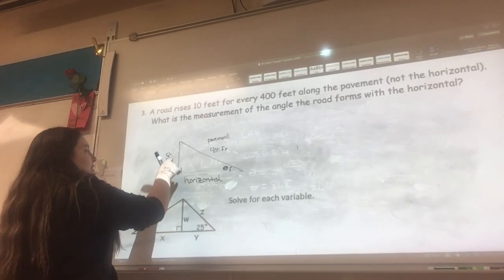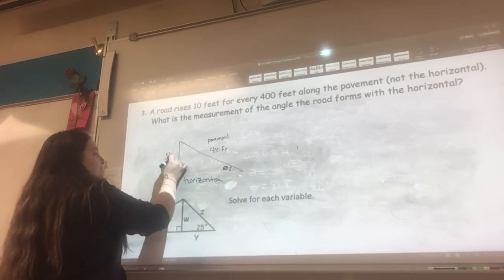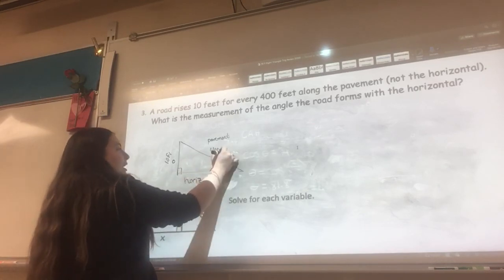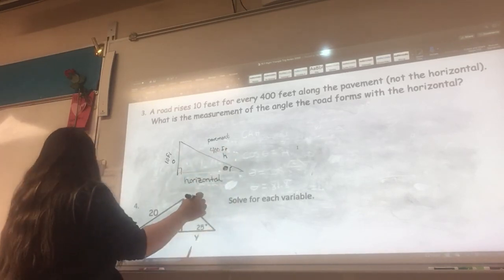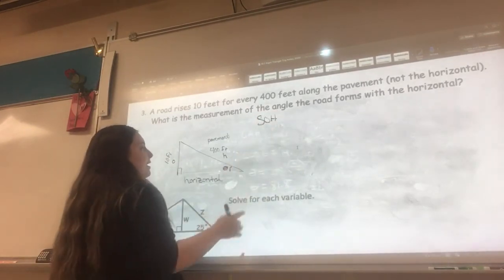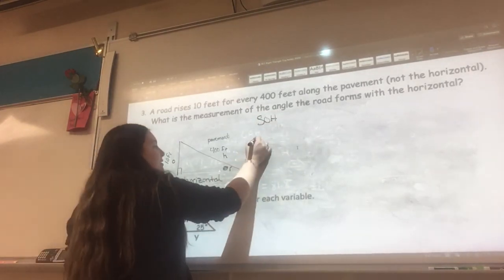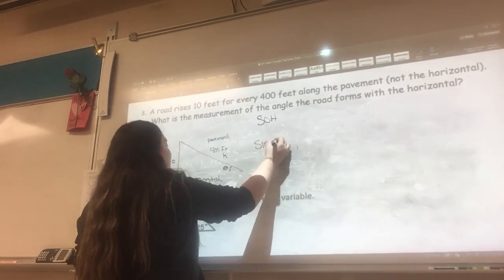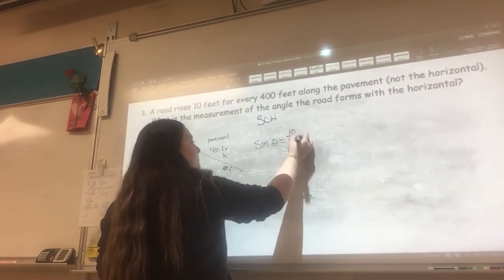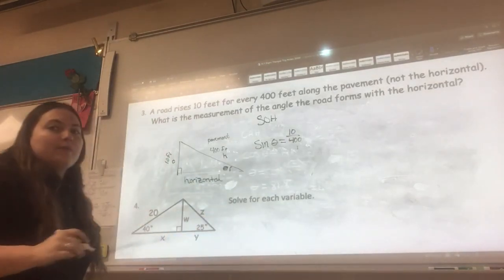So we've been given 10 feet, which is opposite of the angle, to 400, which is our hypotenuse. So this is our SOH. So we're looking at sine. So we have sine of theta is equal to 10 over 400. So that's kind of cool.